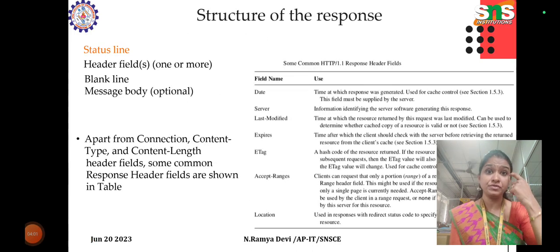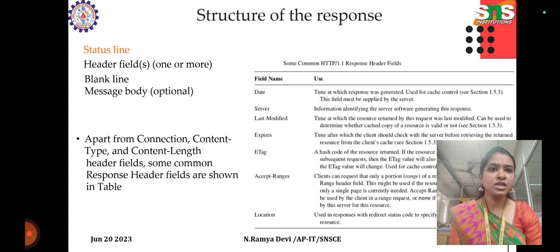And this is the structure of the response: the status line, the header field, the blank line, and then the message body. Here we have Date. We saw in the first example a date which has a timestamp, the time at which the response was generated, used for cache control, and this field must be supplied by the server. Server is information identifying the server software generating this response. Last modified is the time at which the resource requested was last modified, and can be used to determine whether the cached copy of a resource is valid or not.